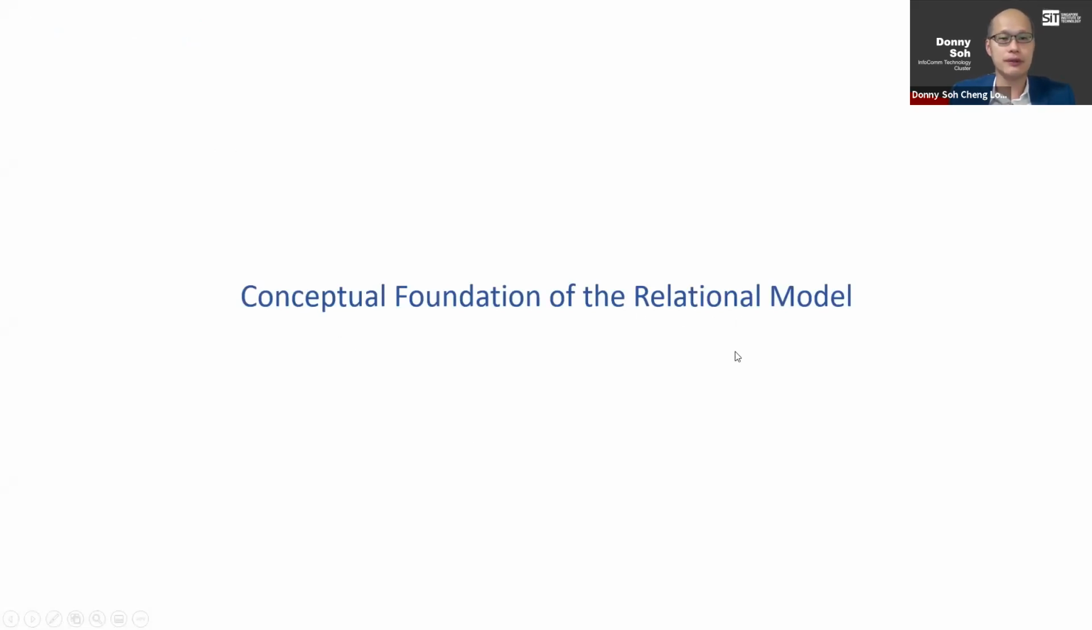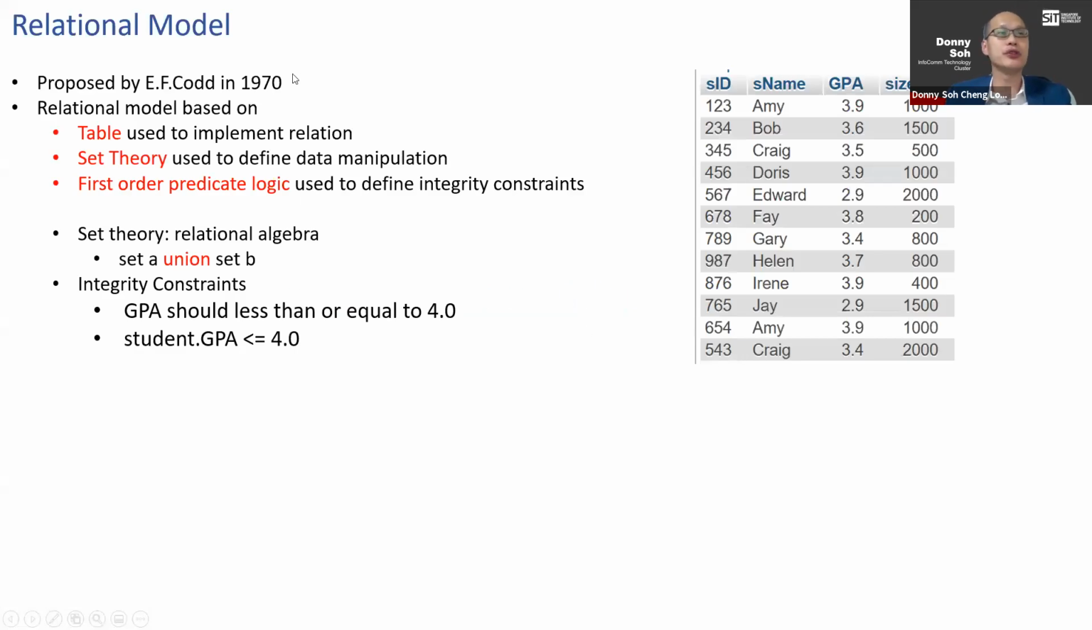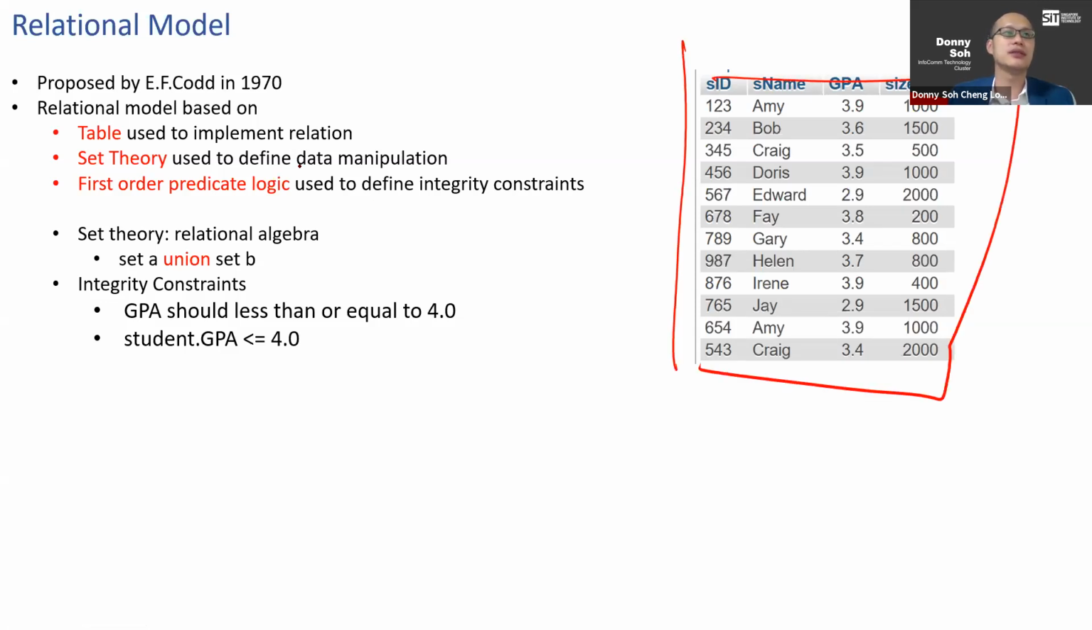Conceptual foundation of the relational model. It was proposed in 1970 based on a few things: the table, what we have been talking about, set theory to define data manipulation, and first order predicate logic to define integrity constraints. This we will cover a little bit later on if we have time. Set theory for data manipulation: the main thing we use is relational algebra.